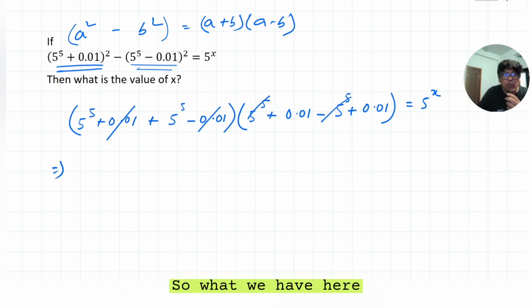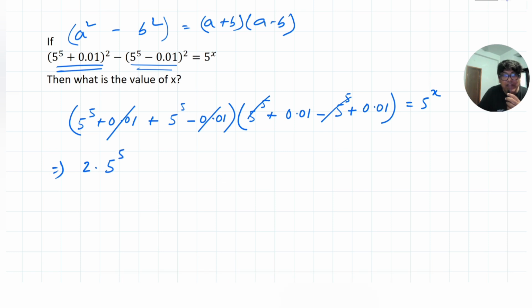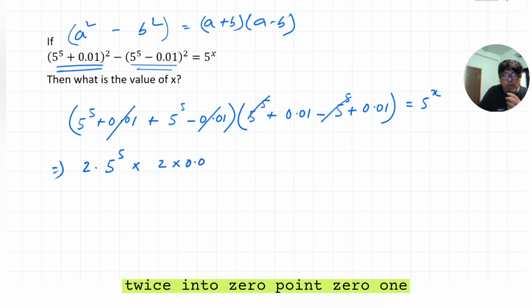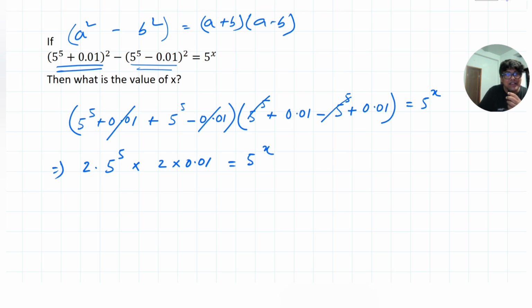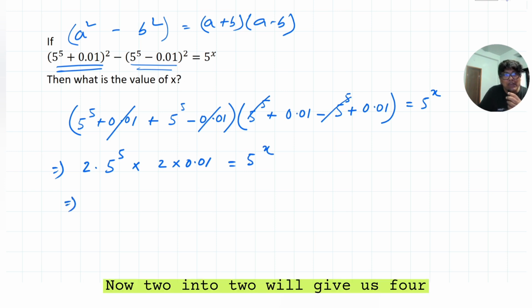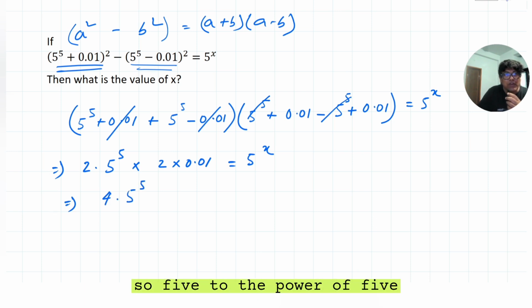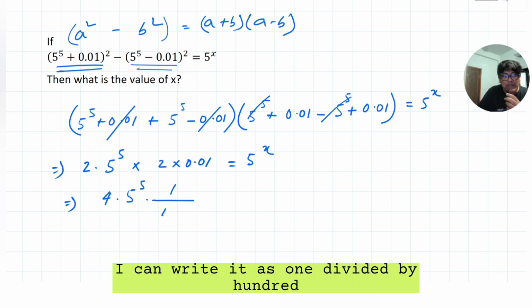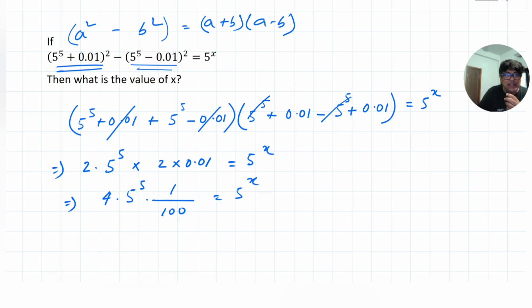So what we have here, we have 2 multiplied by 5 to the power of 5, and here we can have multiplied by twice into 0.01. The whole of it is 5 to the power x. Now 2 into 2 will give us 4. So I can write 4 here. This I am leaving as it is. So 5 to the power of 5 multiplied by 0.01. I can write it as 1 divided by 100 is equal to 5 to the power of x.